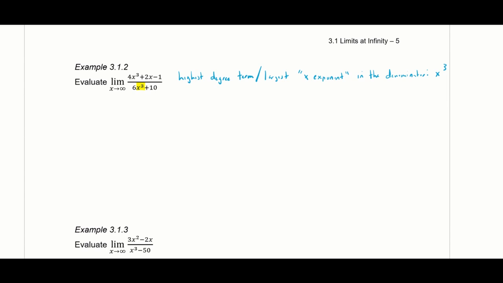So let's do this using the trick, and then we'll see if we get the same thing using the shortcut. So this is the limit as x goes to infinity of, I'm just going to rewrite my expression here, 4x cubed plus 2x minus 1, all divided by 6x cubed plus 10. Now my trick tells me that I'm going to divide both my numerator and my denominator by the largest degree term in my denominator. So I'm going to divide my numerator by x cubed, and I'm going to divide my denominator by x cubed.